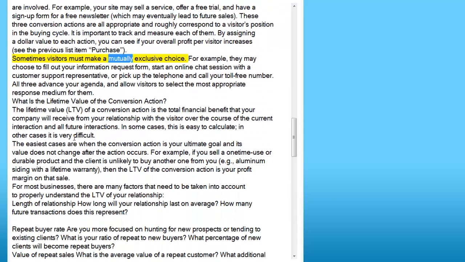Sometimes visitors must make a mutually exclusive choice. For example, they may choose to fill out your information request form, start an online chat session with a customer support representative, or pick up the telephone and call your toll-free number. All three advance your agenda and allow visitors to select the most appropriate response medium for them.